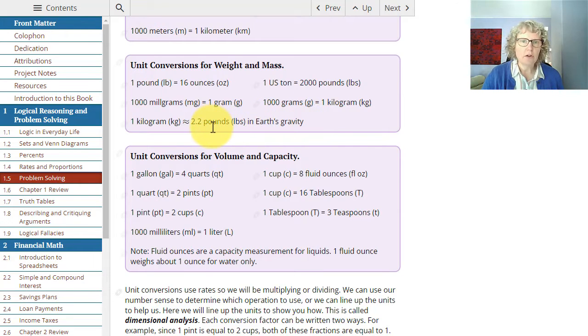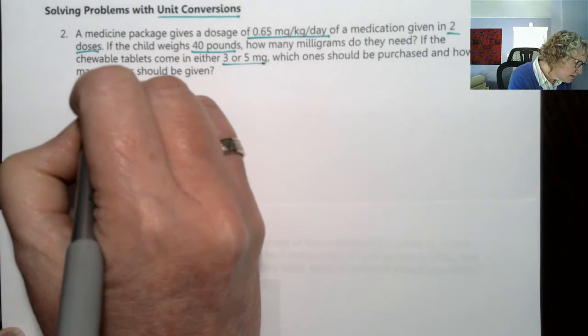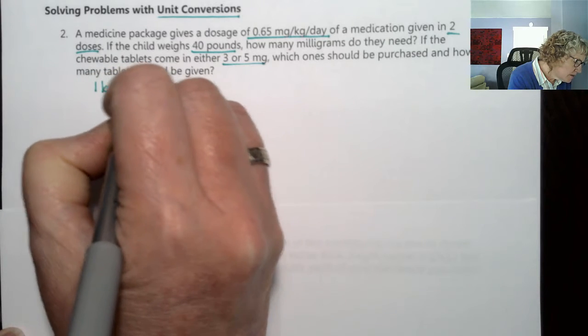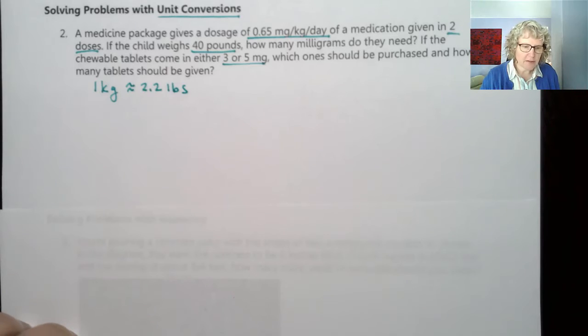So this depends on the planet's mass. So you know how astronauts on the moon don't weigh very much, they jump around, they weigh a lot less. That's because less gravity on the moon. So this only works on Earth, but I think we're pretty safe in doing this calculation since we are on Earth. So I'm going to write down 1 kilogram is approximately 2.2 pounds. Okay, I'm going to abbreviate there.